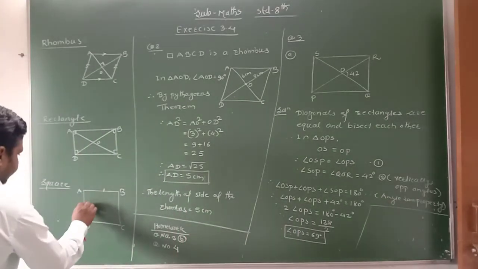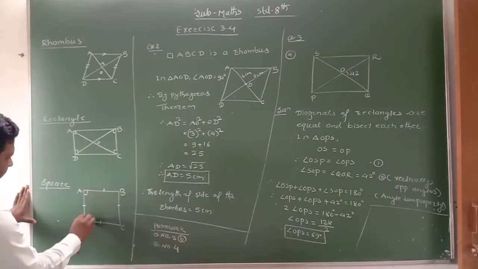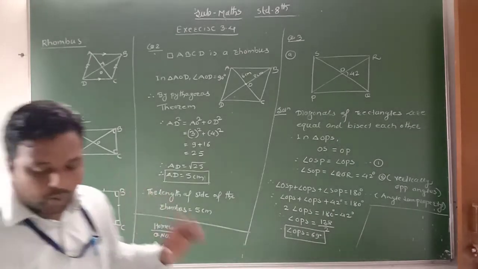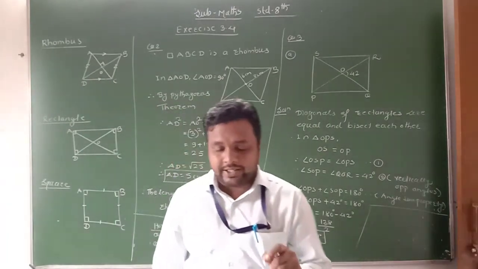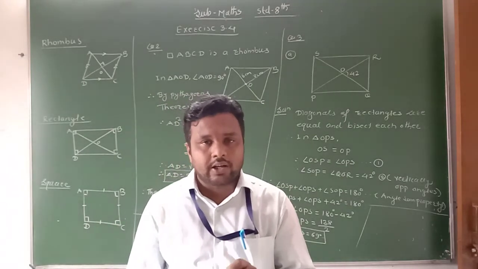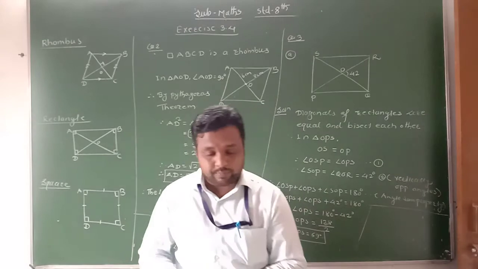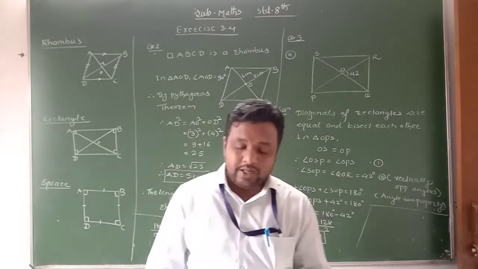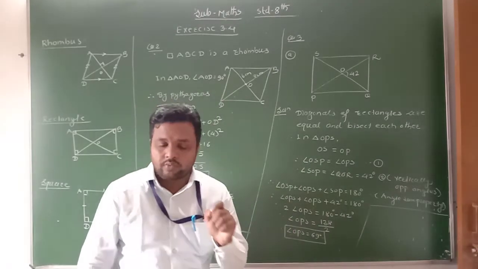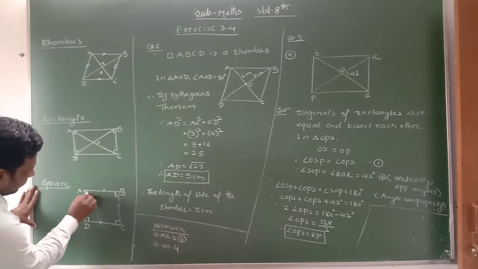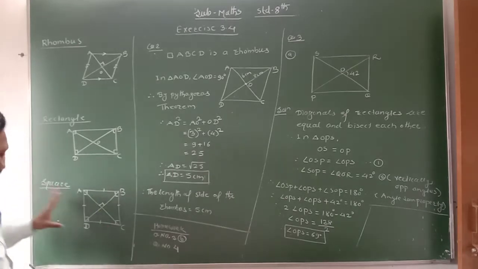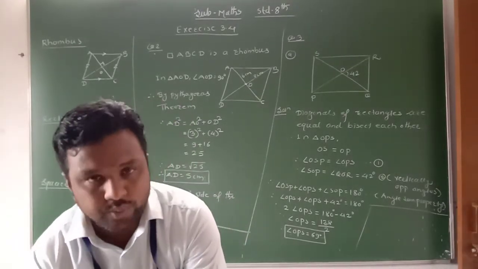All sides are equal and each angle of square is right angle. Okay, this is the second property of the square. Then third property is diagonals of square are of equal length. Then property 4 is diagonals of square bisect each other at right angle, or they are perpendicular bisector of each other. Diagonals of square are equal and perpendicular bisector of each other. These are the properties of square.